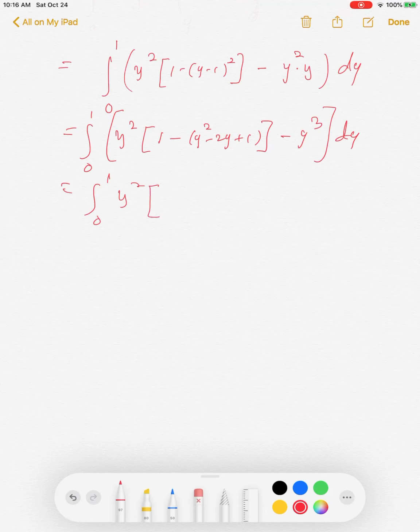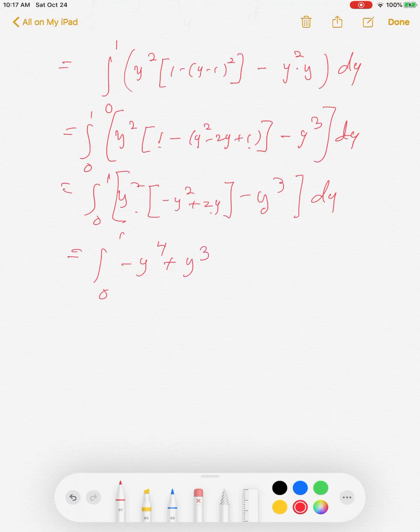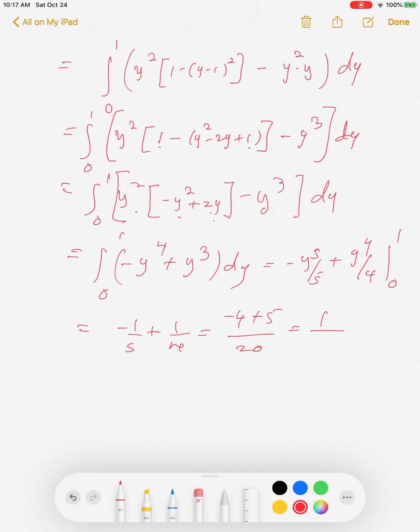And so that's going to give us y square into parenthesis minus y square plus 2y, 1 and minus 1 will cancel, minus y cube. That's integral 0 to 1 of minus y to the 4 plus 2y cube minus y cube, which will give you y cube, right? Minus y to the 4 plus 2y cube minus y cube. So this is going to be minus y to the 5 by 5 plus y to the 4 by 4, 0 to 1, so it's 1 minus 1/5 plus 1/4, which is, the denominator is 20.